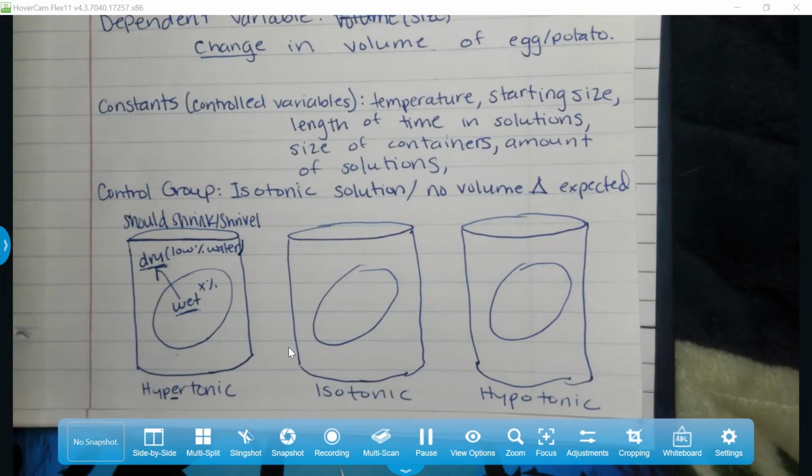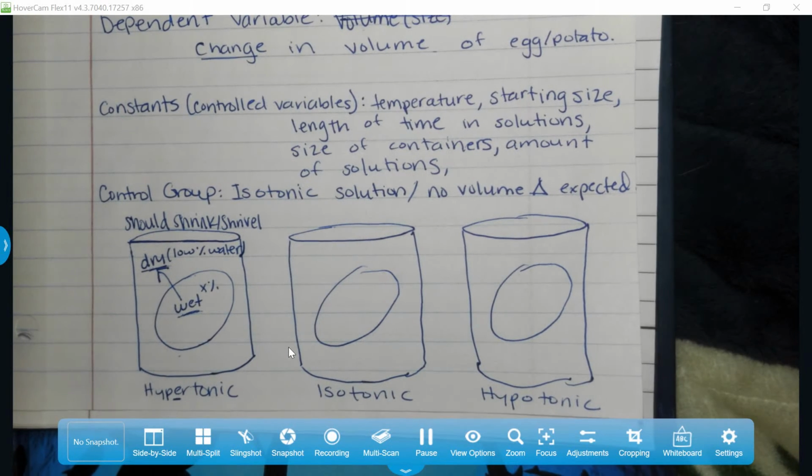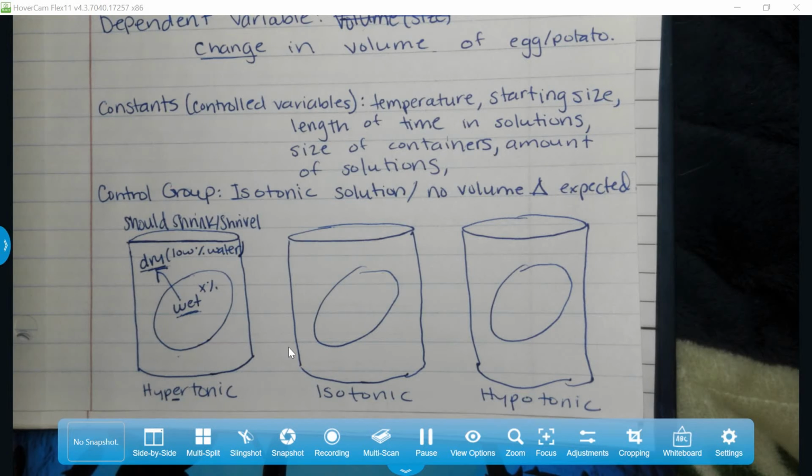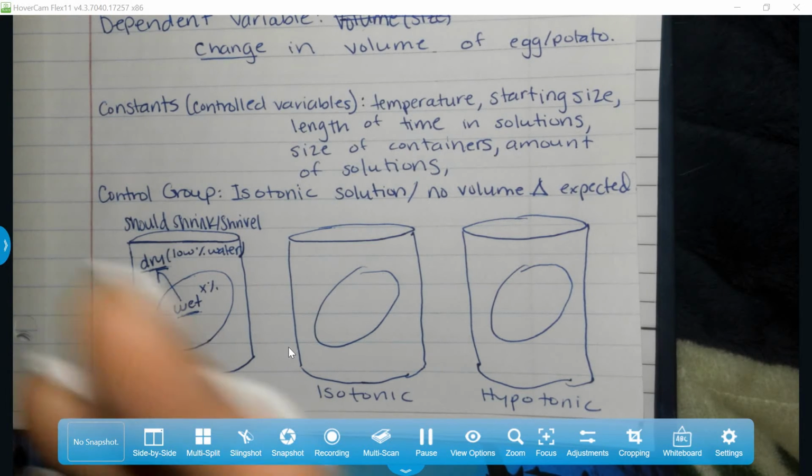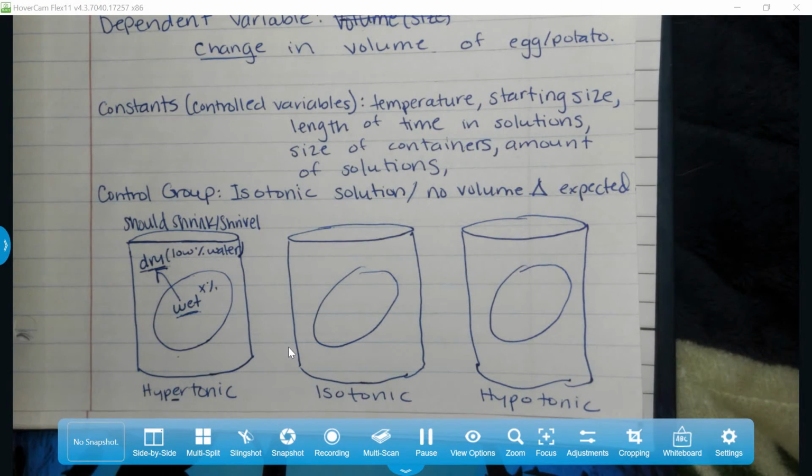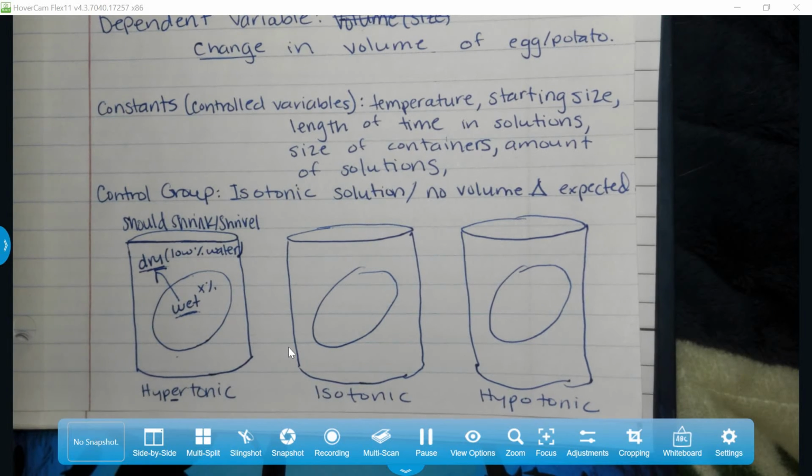And so options that I would recommend, you could just use salt or sugar. It doesn't really matter. You can use both of them. You could mix them up and just see the maximum amount that you can dissolve in water. I would get warm water, put as much salt and as much sugar in as you can dissolve in there, and try to get it as concentrated as possible is one option.